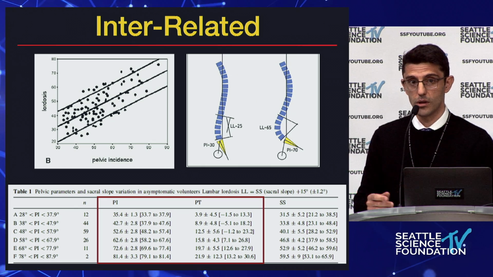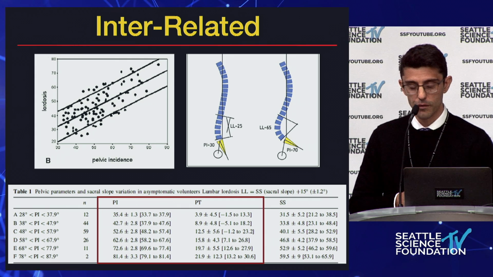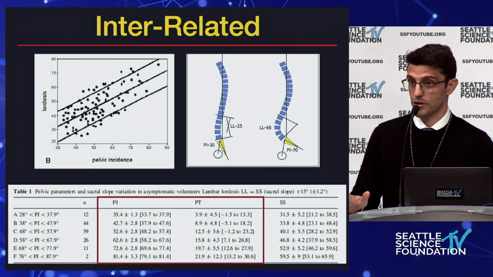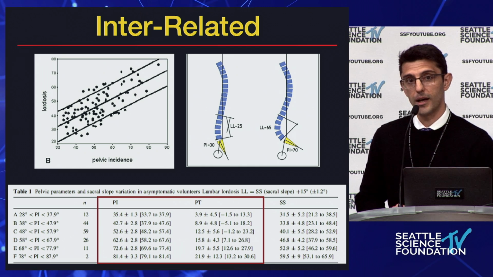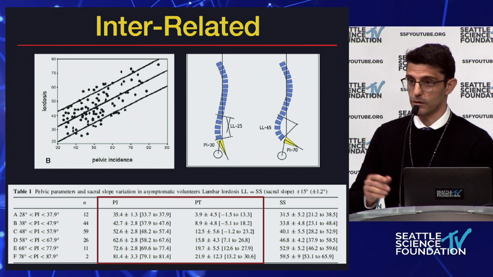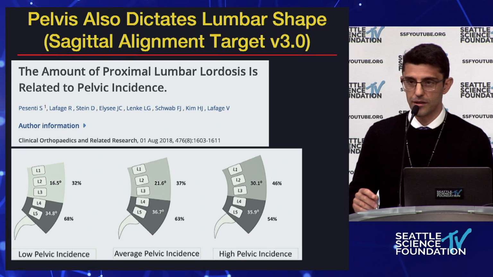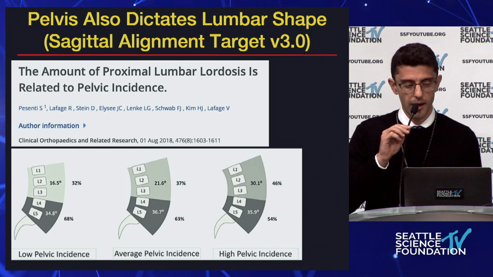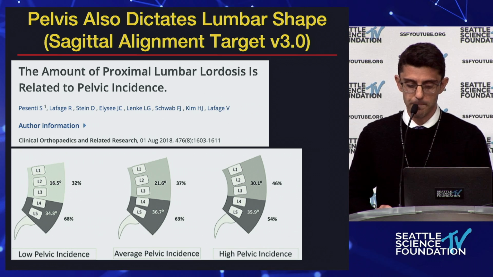And this also holds true for pelvic tilt. A low pelvic incidence patient actually requires a lower pelvic tilt, whereas in a high pelvic incidence patient, a higher pelvic tilt would be acceptable. So in addition to magnitude of lumbar lordosis, the pelvis also dictates the lumbar spine.